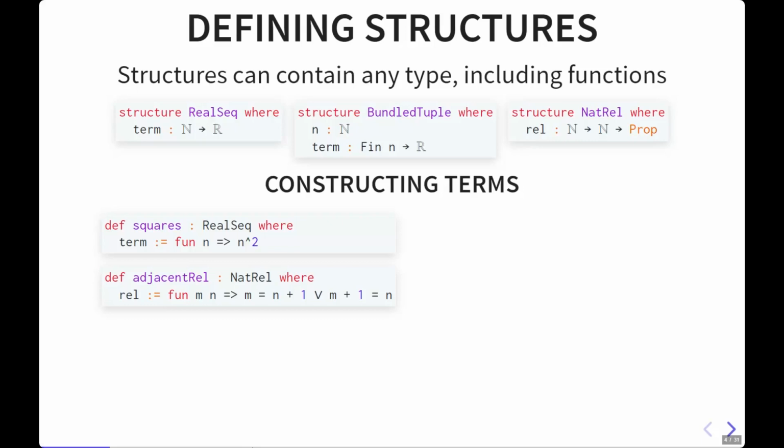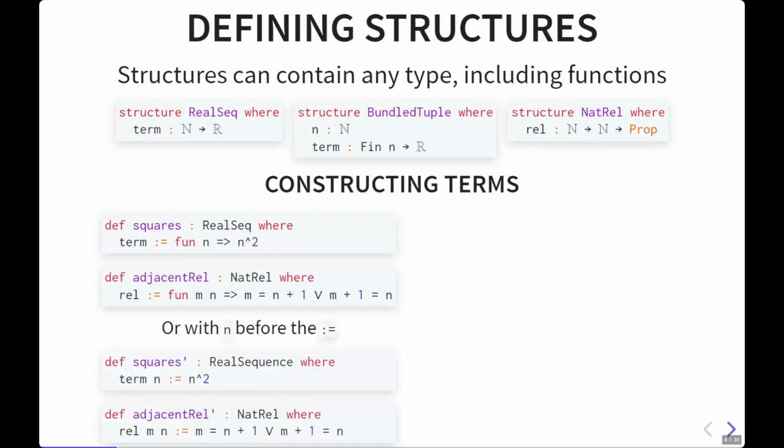And Lean has special syntax for this too. If you have a where and one of your fields is a function, you can instead move the variable name from after the word fun to before the colon. And these mean exactly the same thing. This is just a nicety.